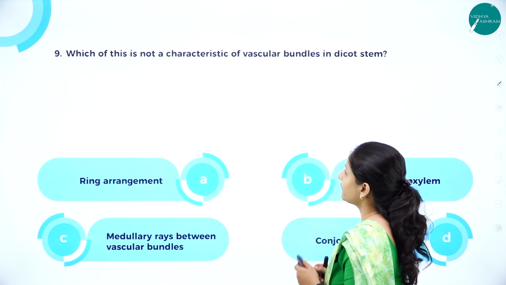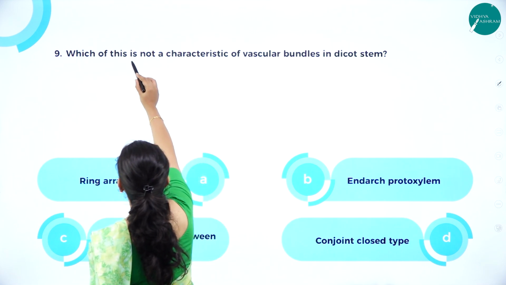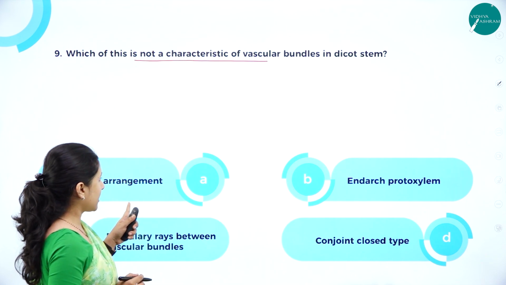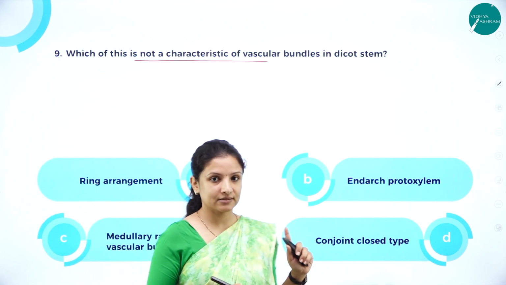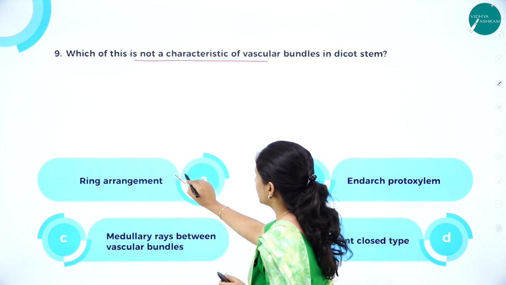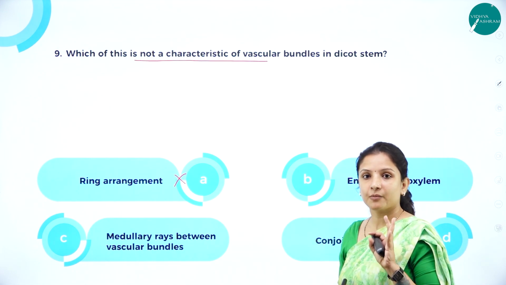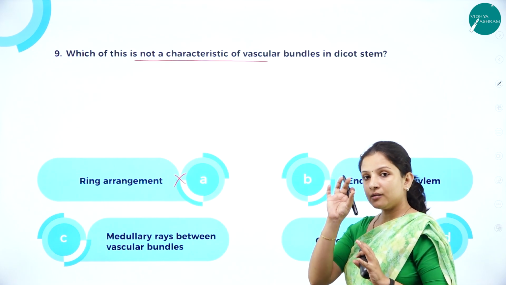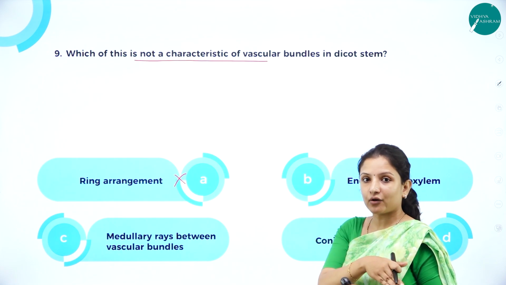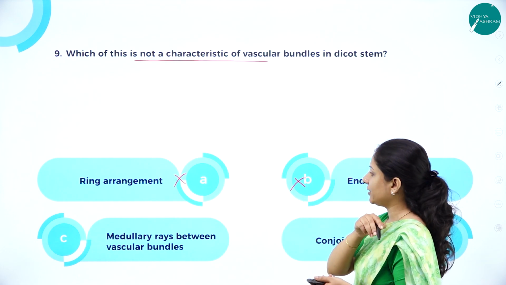Next question. Which of these is not a characteristic of vascular bundle in dicot stem? Is it ring arrangement? Yes, this is a characteristic because the vascular bundles are arranged in the form of rings. So, this option should be eliminated. Endarch protoxylem, they have an endarch protoxylem, meaning the protoxylem is situated towards the inside of the stem, that is towards the pith. Therefore, they have an endarch protoxylem. This option needs to be eliminated.